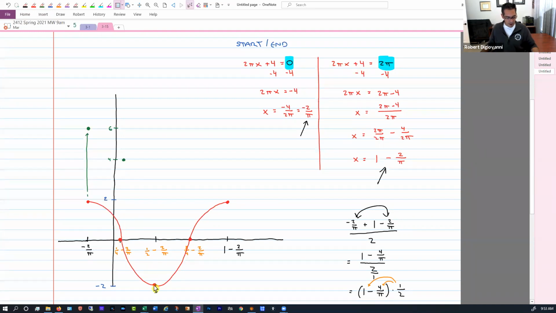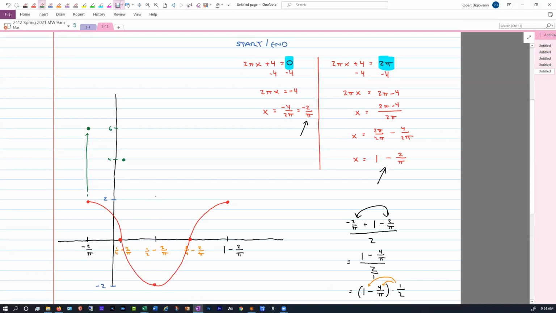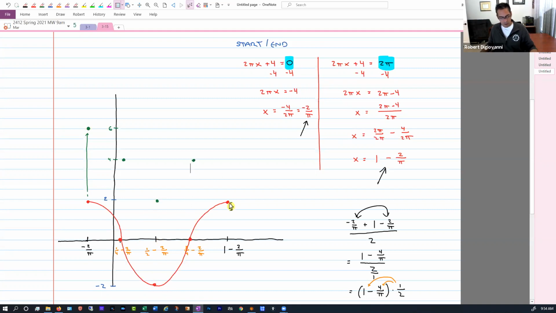How about this point that was at -2? Where does it move? Two. It goes up to 2. This point goes up to 4. And then this point goes up to 6. And then you just basically have to draw the same thing. And that in green is the final picture.